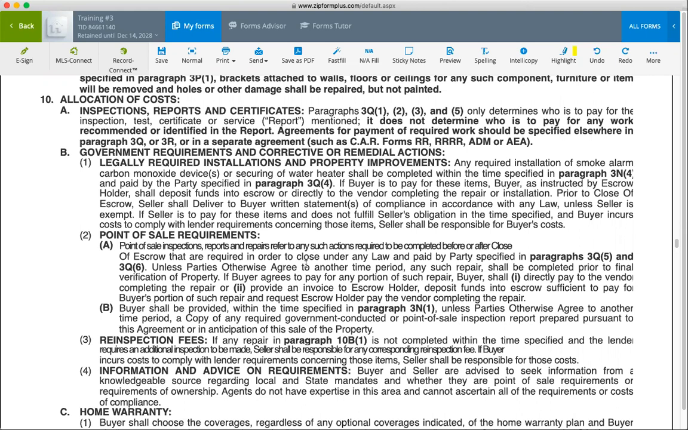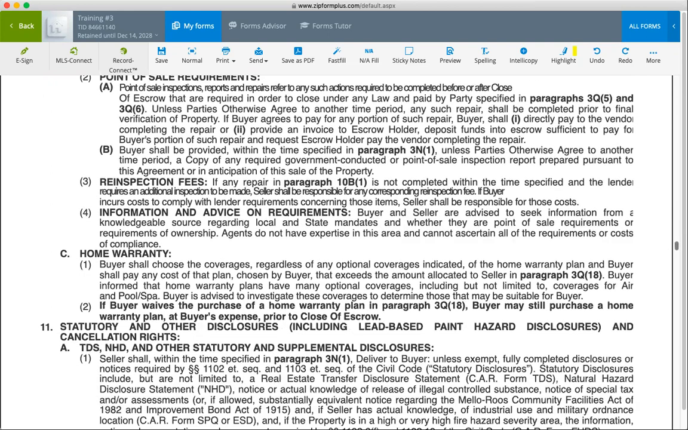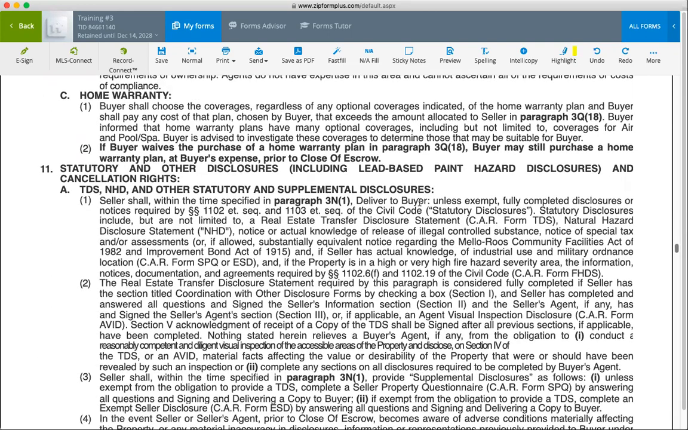Here we're talking about the government stuff, the point of sale requirements and point of sale inspections, home warranty, highlighted language here. If buyer waives the purchase of the home warranty, buyer may still purchase the home warranty prior to the close of escrow. So you might waive it at the time you write the contract, but still get it before close of escrow. And then the statutory and other disclosures, talks about this TDS, NHD, and other statutory requirements that we talked about.